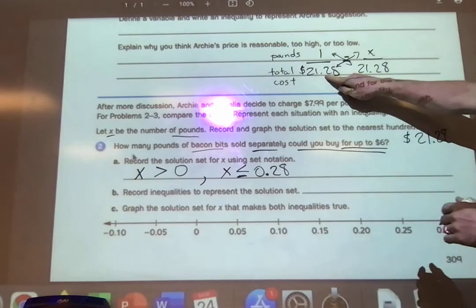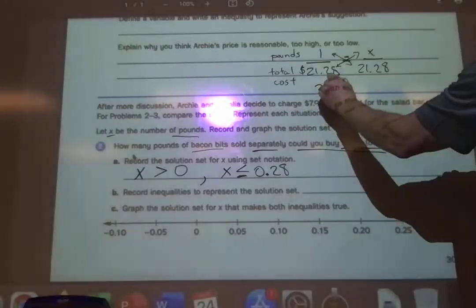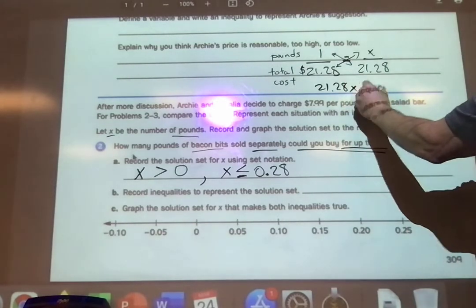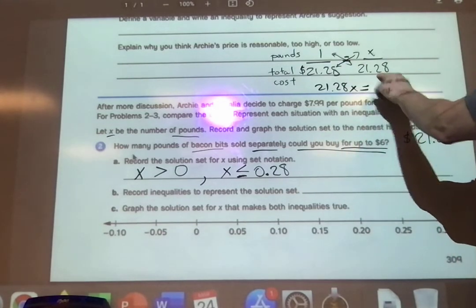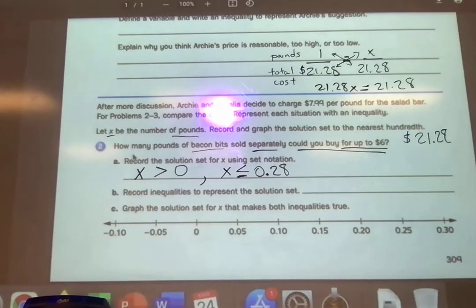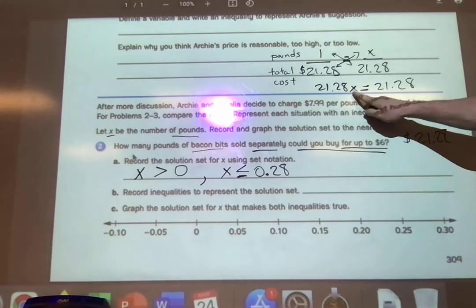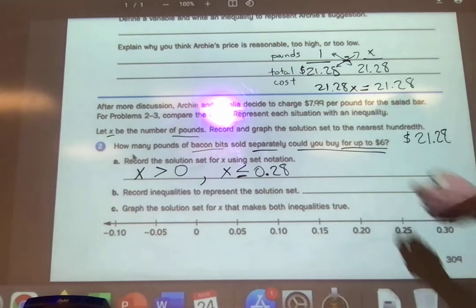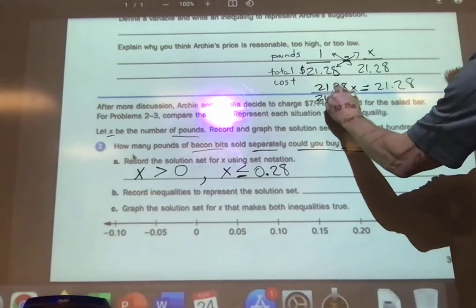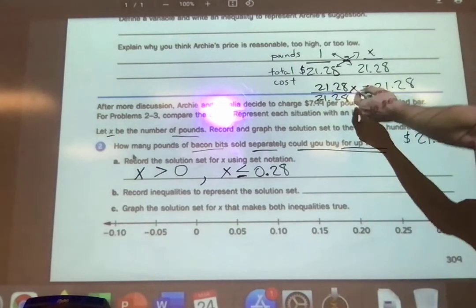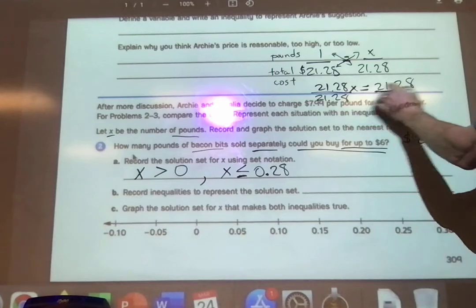So 21.28 times x is 21.28 times x. I just write an x, right? And that must equal $21.28 times 1, which is just 21.28. All right, so now we're going to solve for x because that's what we want to know. So this is 21.28 times x. If I multiplied it by 21.28, remember how to undo that with inverse operations, we would then divide by 21.28. If I multiply it and then divide it, it undoes it, leaves x by itself, and what I do to one side, I must do to the other.